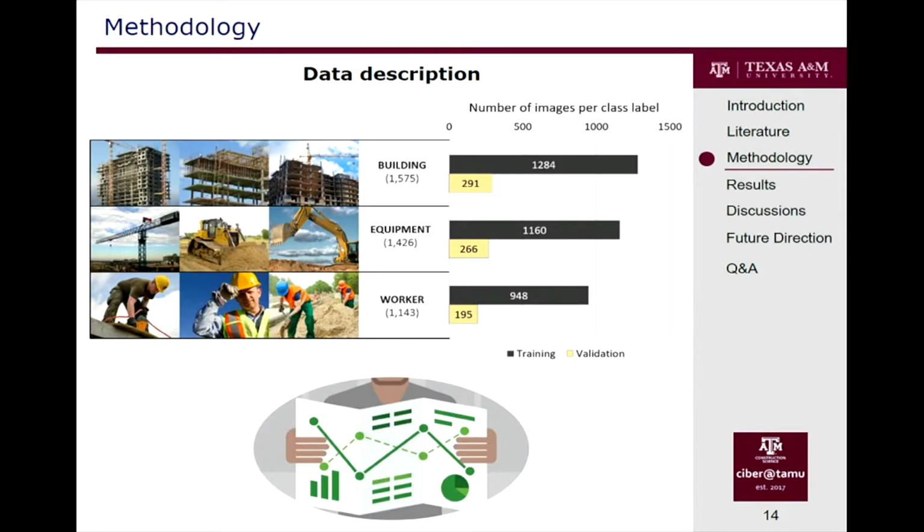So this diagram shows a breakdown of the images that we have in our data set. We have about 1,600 images representing buildings, 1,400 images representing equipment, and 1,100 images representing workers. And also the diagram shows how many of these images in each class were used for training versus validation. Like I said, 80% of the images of each class was used for training, 20% was used for validation.